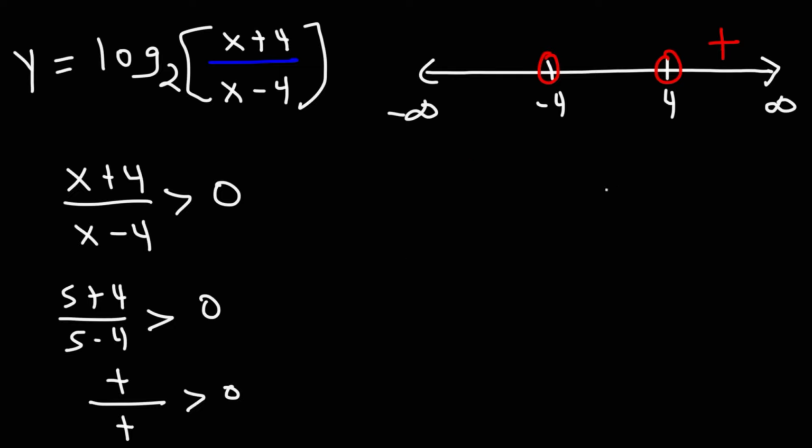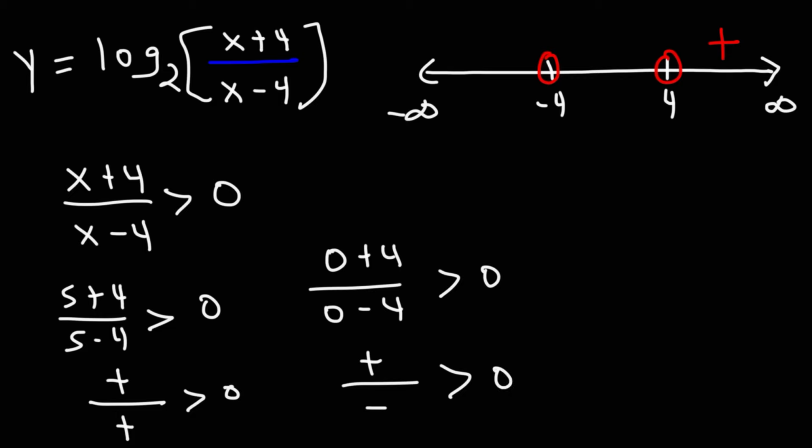Now, if we plug in a number between -4 and 4, like 0, we have 0 plus 4 over 0 minus 4. 0 plus 4 is positive, 0 minus 4 is negative. A positive number divided by a negative number will be a negative number. And a negative number is not greater than 0. So this is not going to work here.